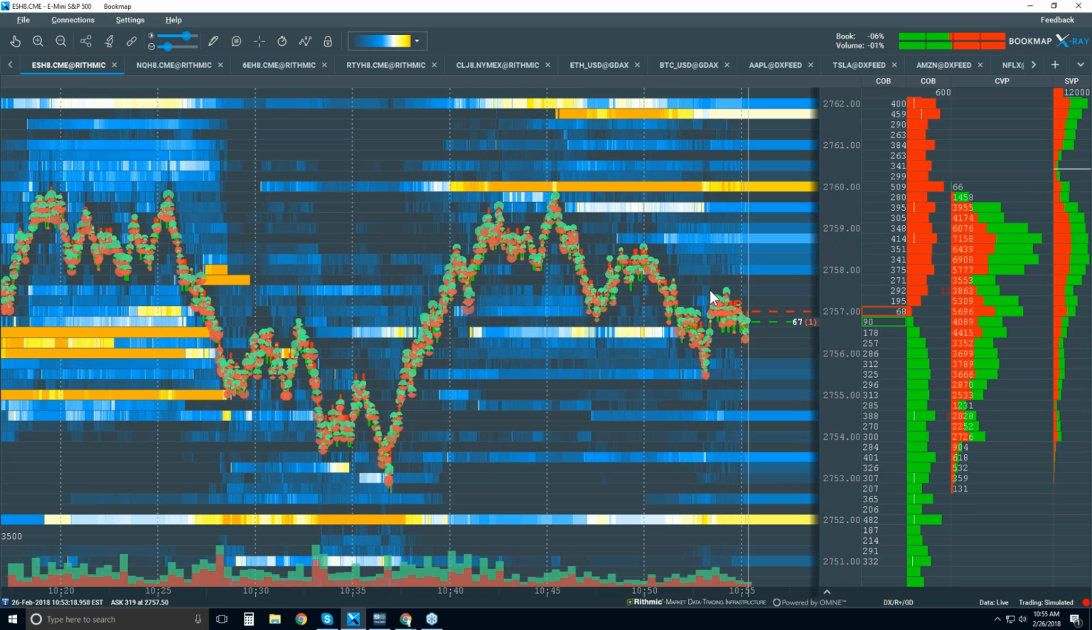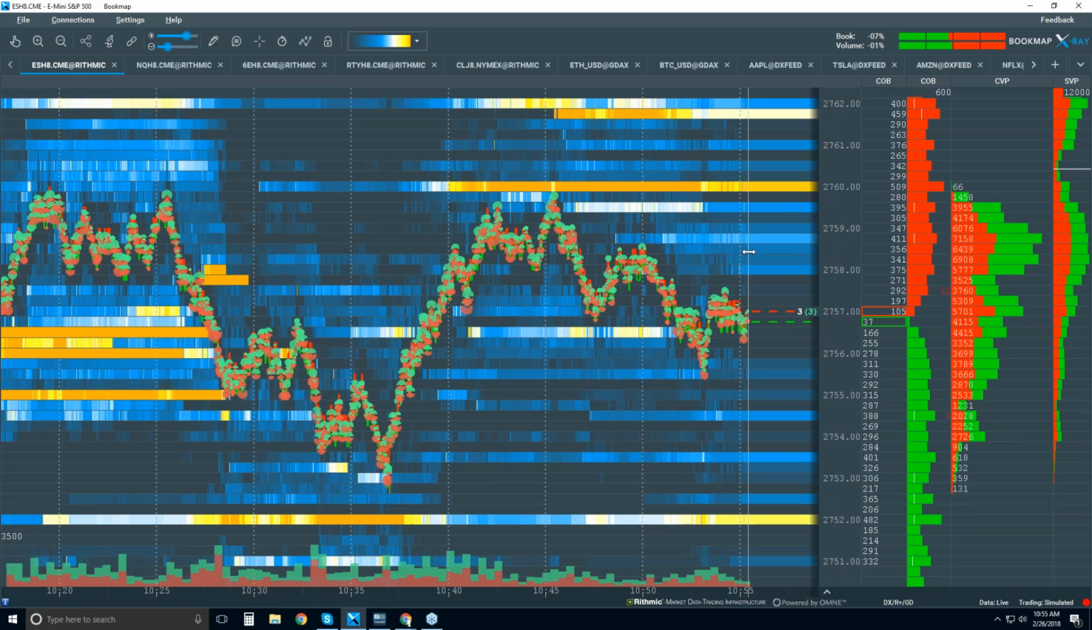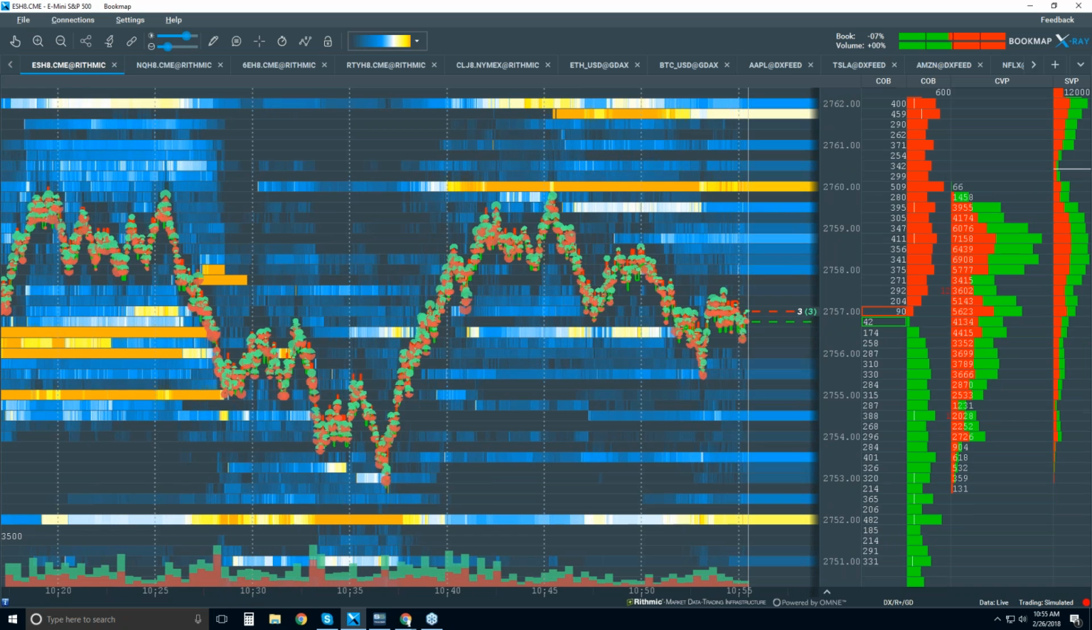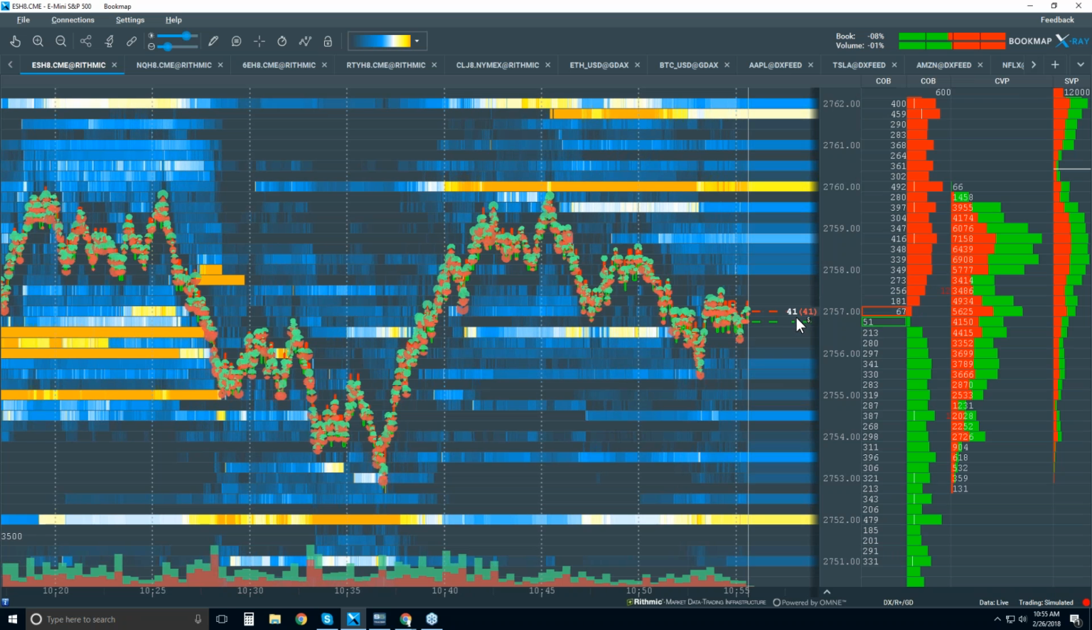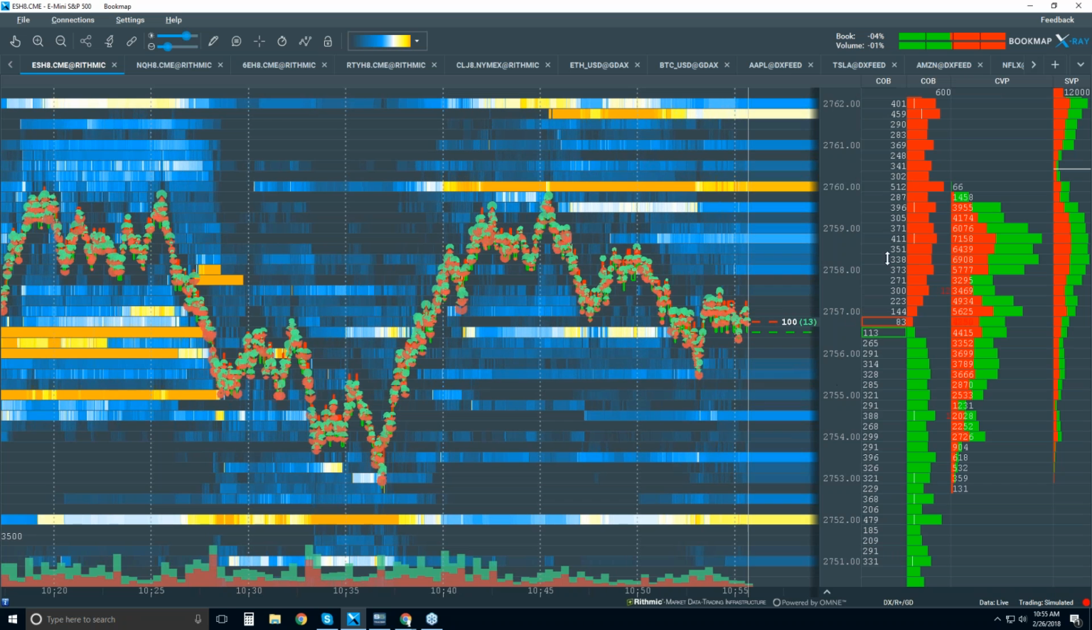Let's take a look here at the current market in the S&P, and everything to the left of this vertical white line here is historical. Everything to the right is current. Okay, so here is our best bid and offer right now. And this number is the last traded volume. Here's our price ladder here. And then here's the DOM.